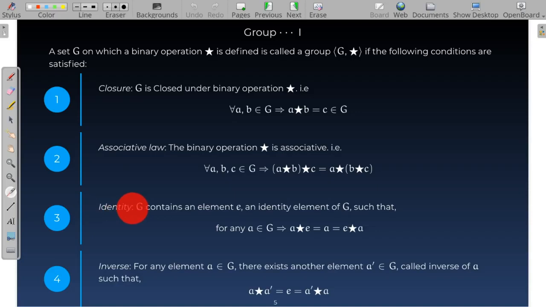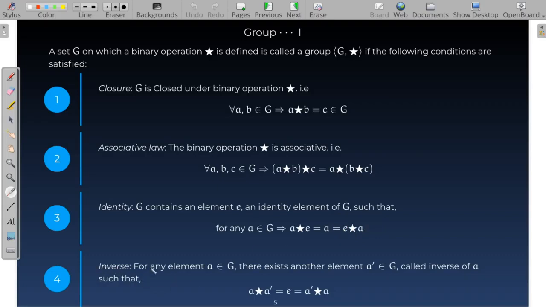Then there is identity. G contains an identity element e, and identity element e of G is going to be unique, and the property of identity element is that it is not going to change your element if you operate it with the star. So a star e is actually equal to a, and then e star a is also going to be equal to a.